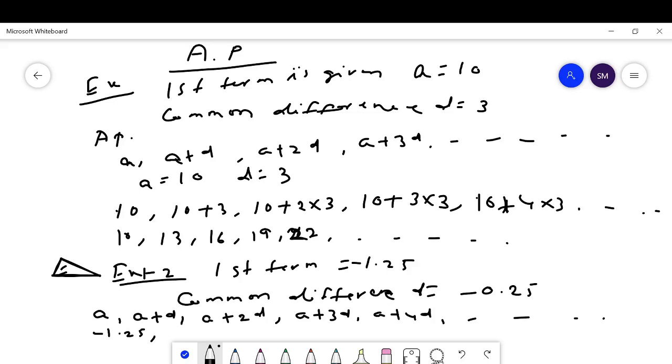Then the next term A plus D means minus 1.25 plus minus 0.25. The next term is minus 1.5, the next term is minus 1.75, then minus 2, then minus 2.25, minus 2.5. In this way we can write the AP here. Here the common difference is a negative number, hence this is a decreasing progression.